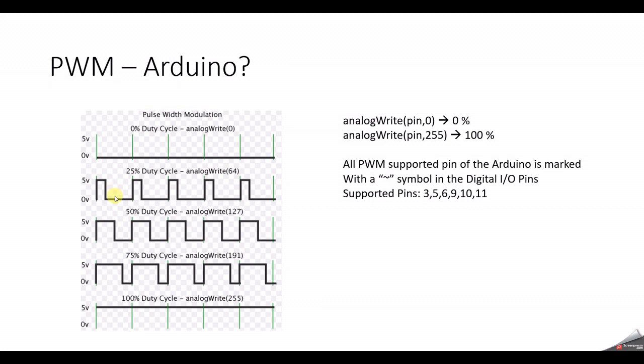In the second waveform we can see the signal is on 25% of the time in a cycle. That's why it's called 25% duty cycle. In the third waveform we can see that it's on for 50% of the time. So that's why it's called 50% duty cycle. In the fourth waveform the signal is on for 75% of the time in the cycle. So that's why it's called 75% duty cycle. And in the last waveform we can see it's on for the complete time duration of one cycle. That's why it's called 100% duty cycle.